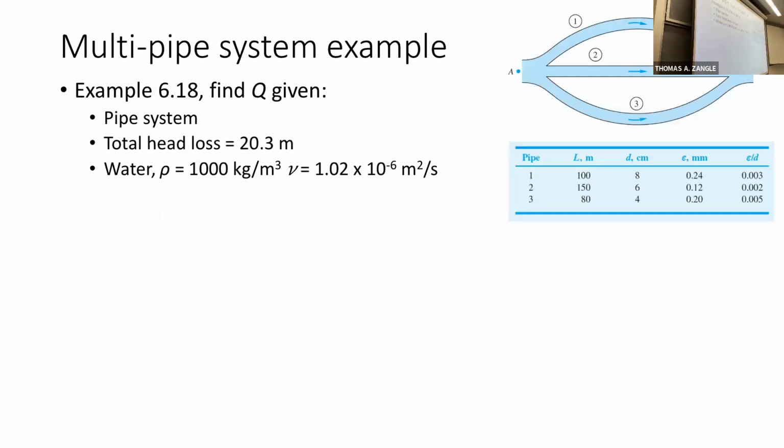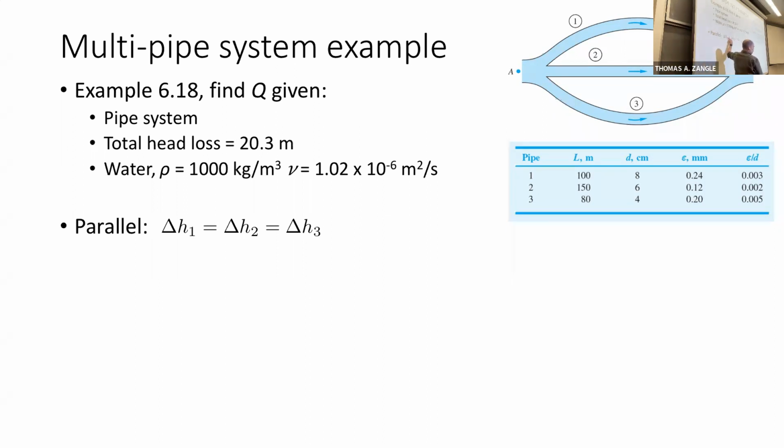Okay, so multi-pipe systems. We talked about this last week as well, and you have an example on the homework. In this case, we're trying to find the flow rate given a pipe system that's shown there, the total head loss, and the fluid. We have a table of specifications for all those different pipes.